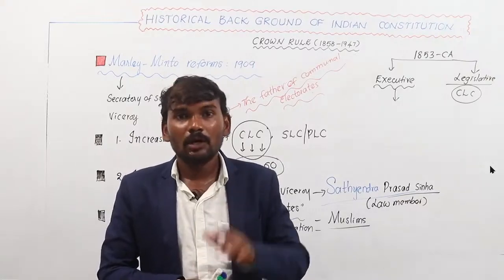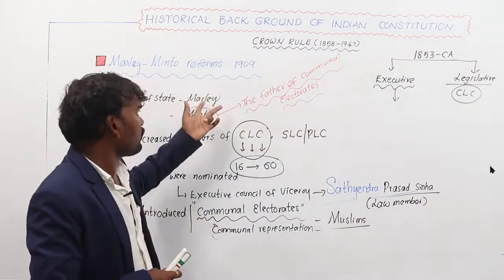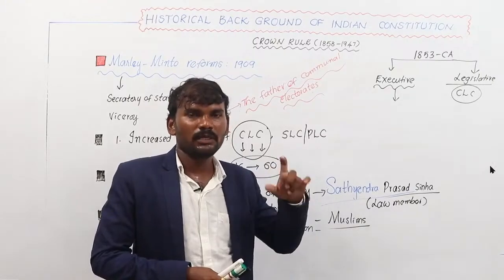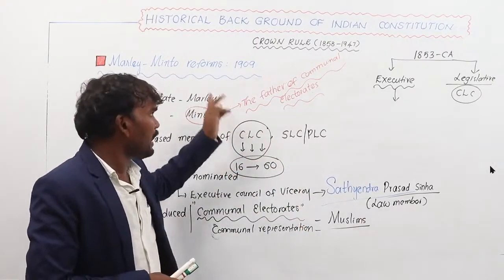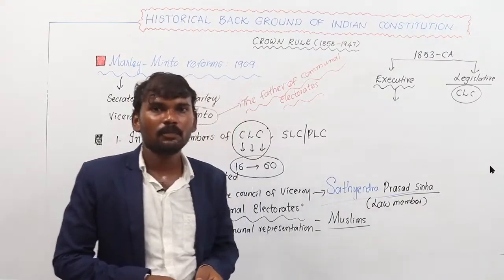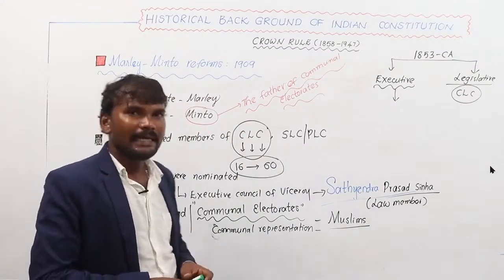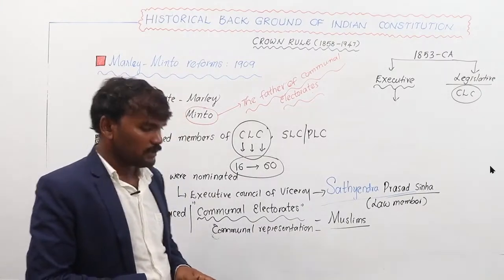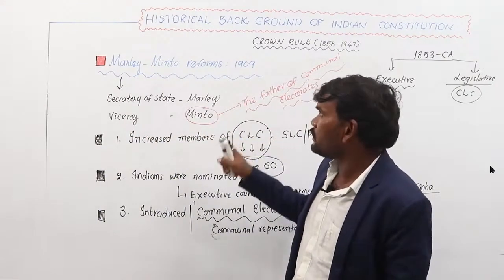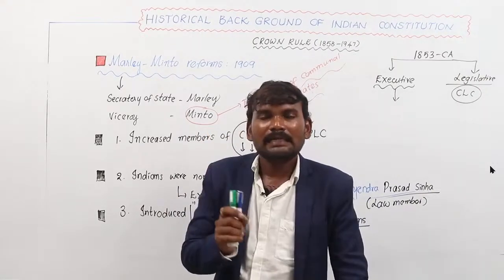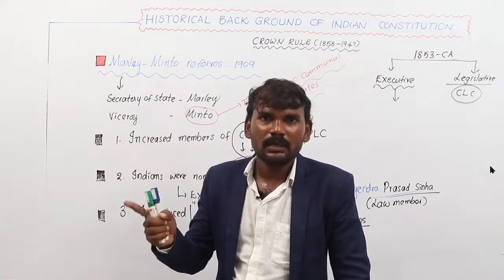The concept was adopted by this act in 1909. Henceforth, the basic source of the partition of India goes back to 1909. Lord Minto was the reason behind the partition of India, and critics refer that he was known as the father of communal electorates. These are the three important concepts of the Minto-Morley reforms 1909. So once again, revise them. It increased the Central Legislative Council members from 16 to 60, as well as the State Legislative Councils.